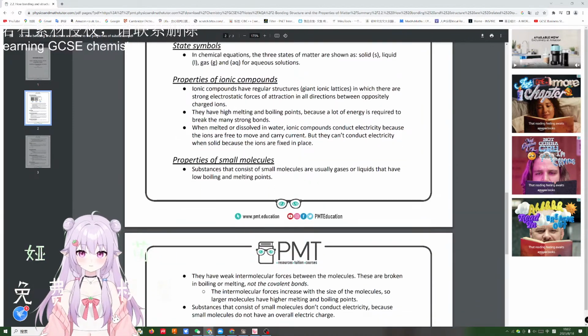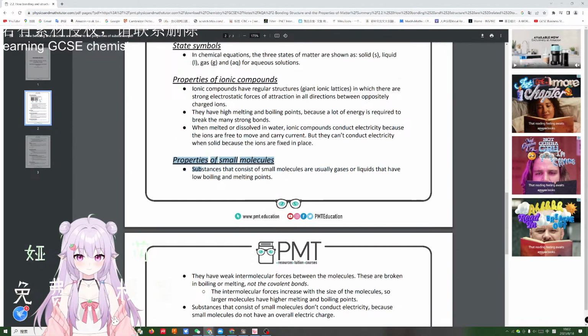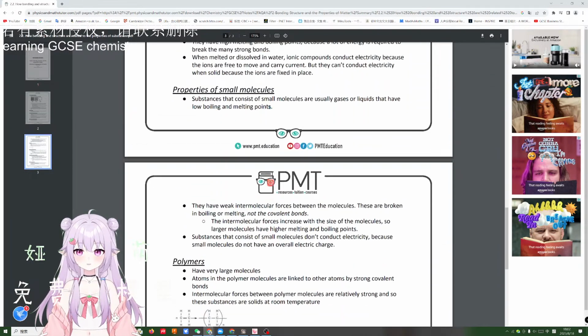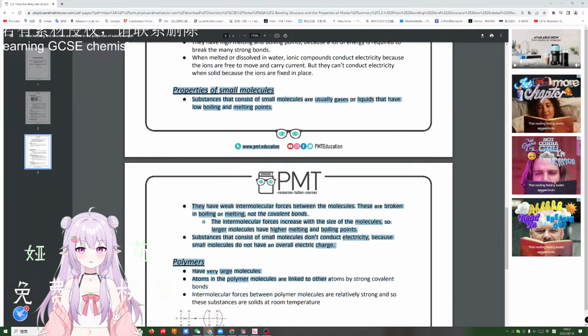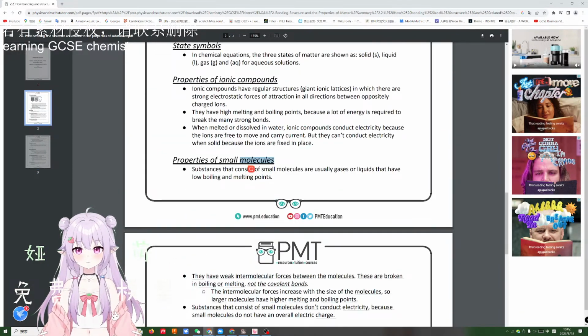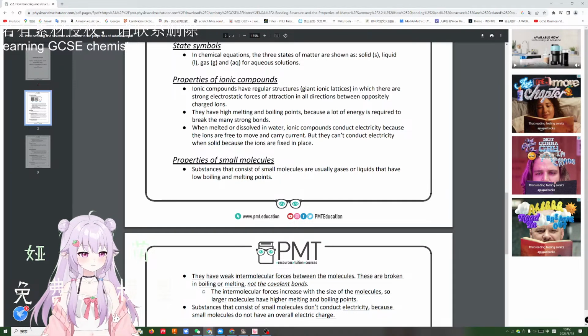So then small molecules. I think they're talking about covalent bonds, but when we say molecule, we're thinking they are made of covalent bonds.